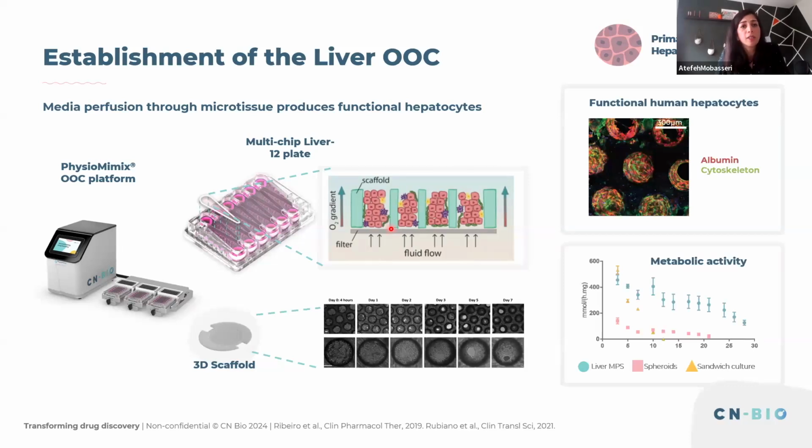Firstly, for the healthy state, we look at the functionality of the hepatocytes by looking at the expression of different biomarkers and also the expression of albumin. We also looked at the metabolic activity in our system and saw how we can keep the metabolic activity of the hepatocytes for an extended period of time when having flow in the system.